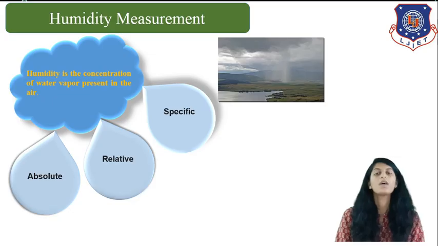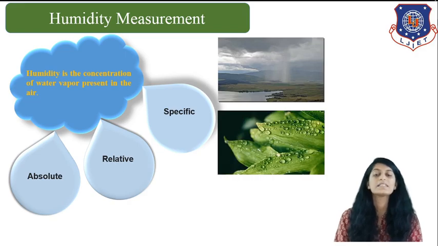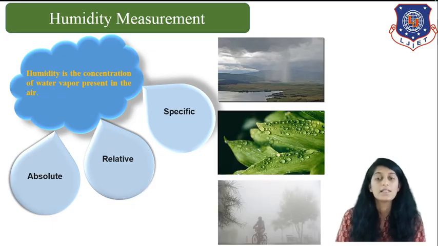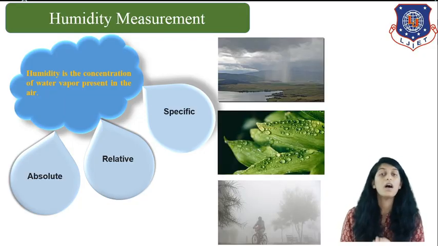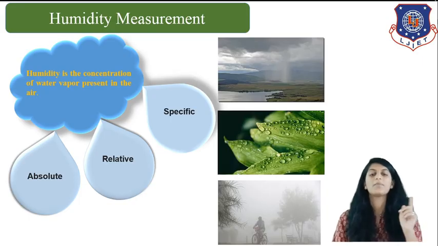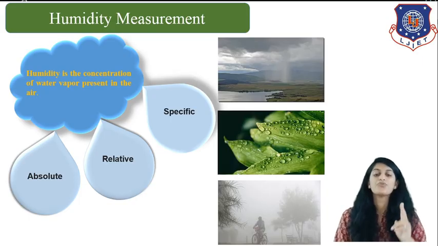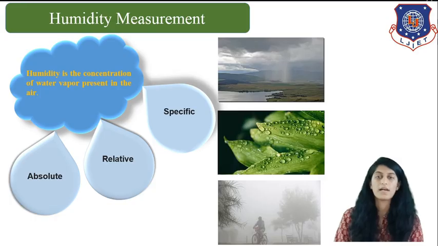Now, due to humidity, there are different phenomena occurring in our environment. The first one, as you can see, is the formation of dew. This is the formation of precipitate and this is fog. So these are the three main phenomena which occur due to humidity. It can be precipitate, fog or the forecast.